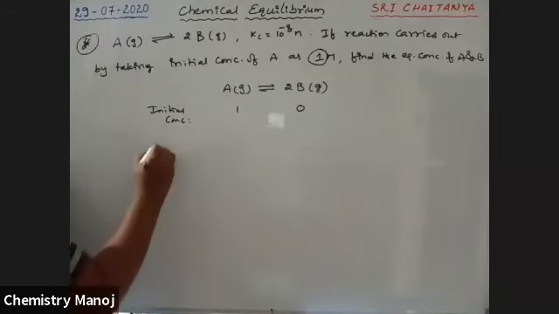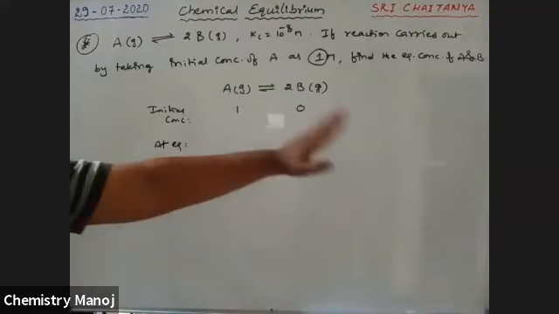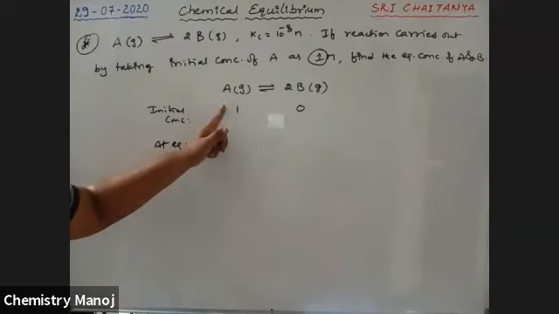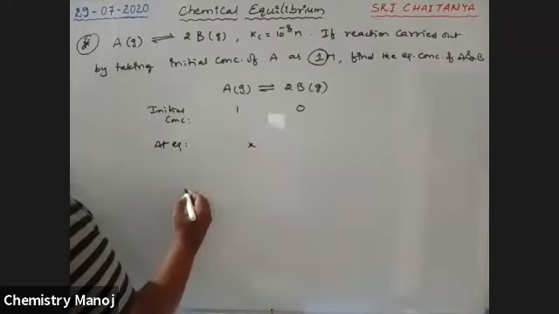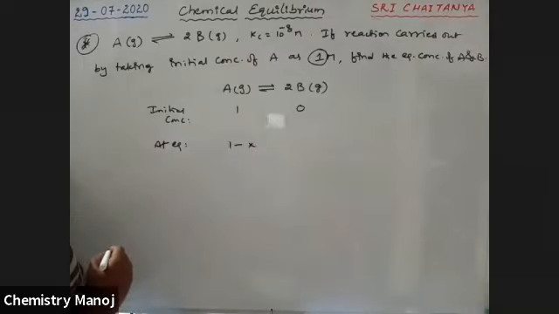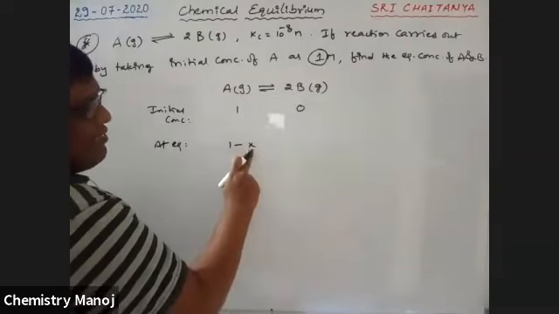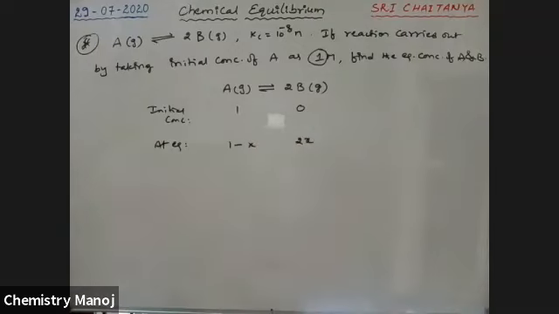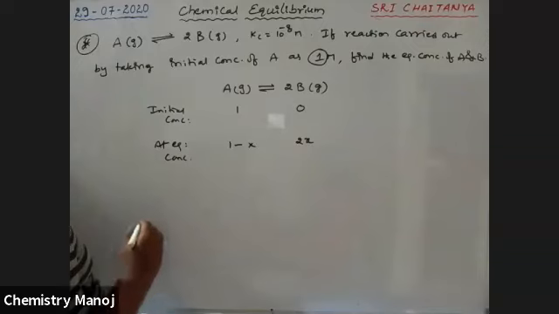Now, at equilibrium, something is converted into product. 1 mole reacts, that gives 2 moles. Here X is involved in the reaction, that gives 2X. Now, how much is the remaining? 1 minus X is the remaining. If 1 mole is involved in the reaction, 2 moles are formed. Here X is involved in the reaction, that gives 2X as the product. Therefore, these are the equilibrium concentrations.